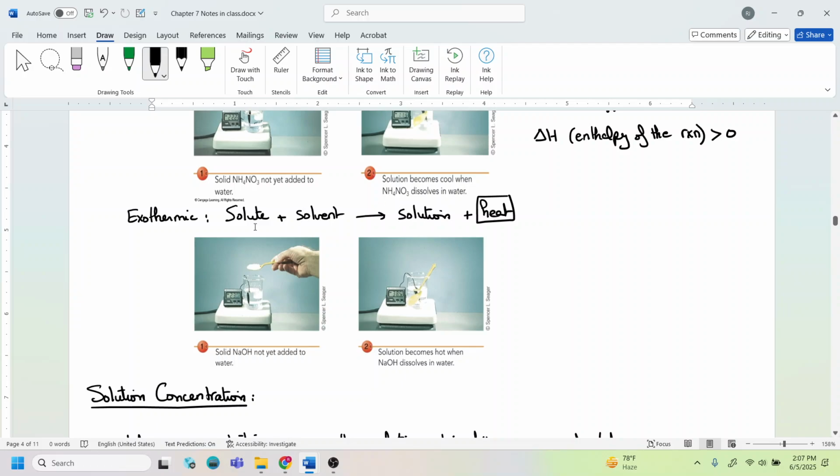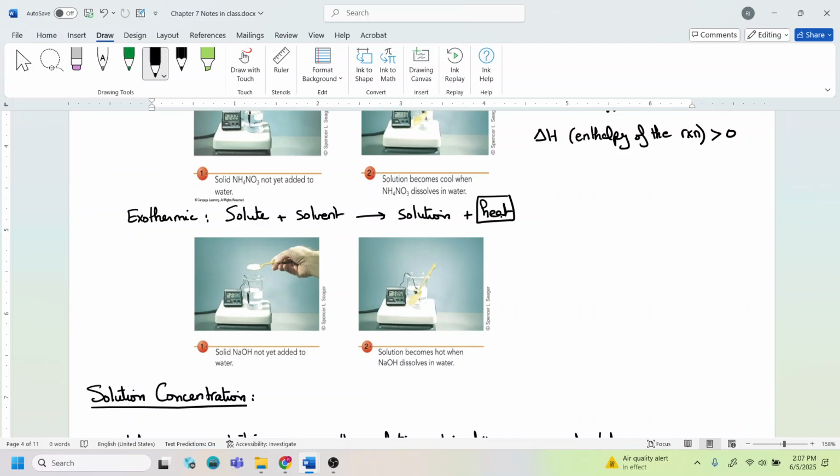Now for the exothermic reaction. An exothermic reaction is whenever you mix the solute and the solvent together, and when you do this, the system releases energy. So the heat now is going to show in the products, and this causes the temperature of the solution to rise. You're going to see that when you mix the solute and the solvent together, your test tube is going to become hot. This means that energy is being released.